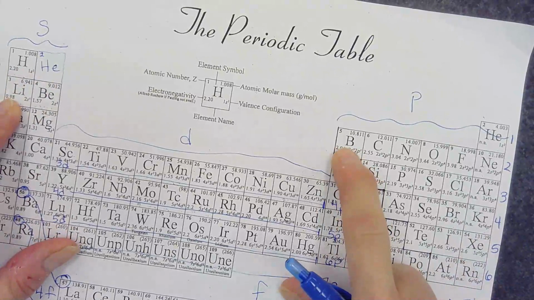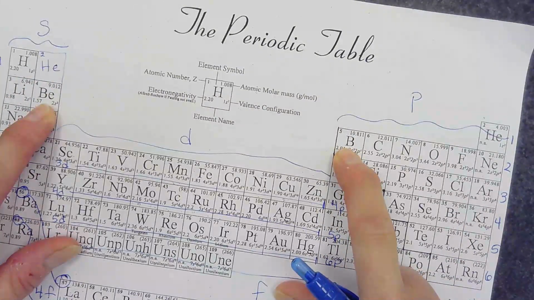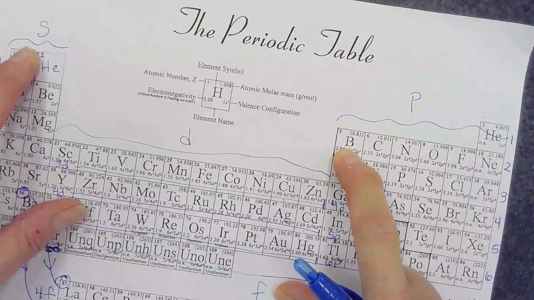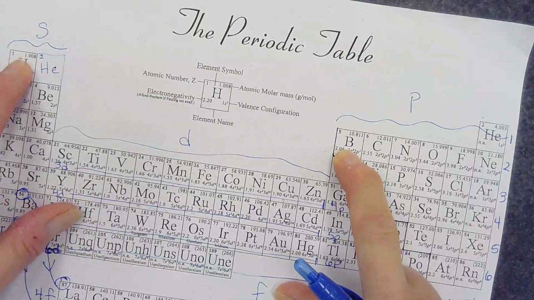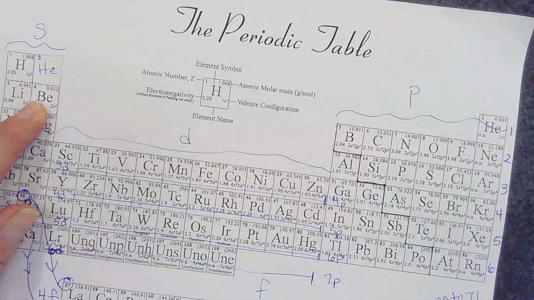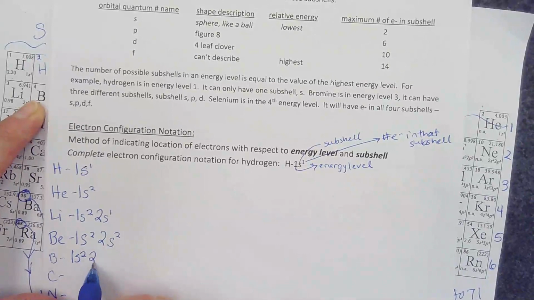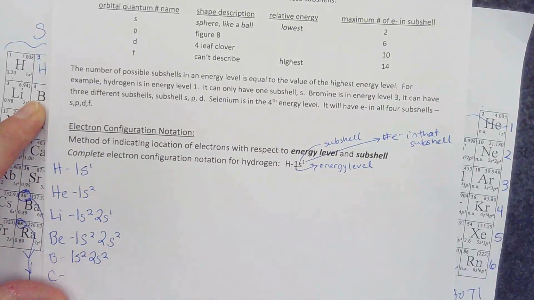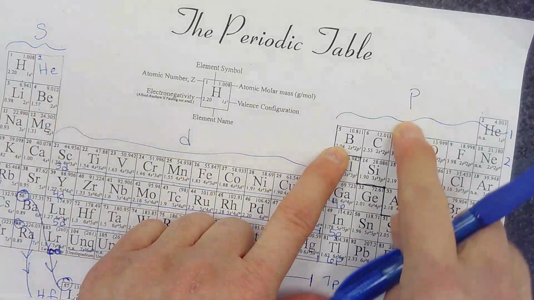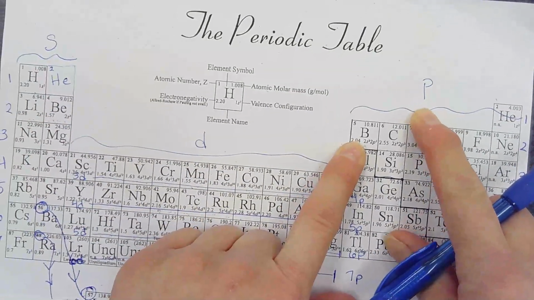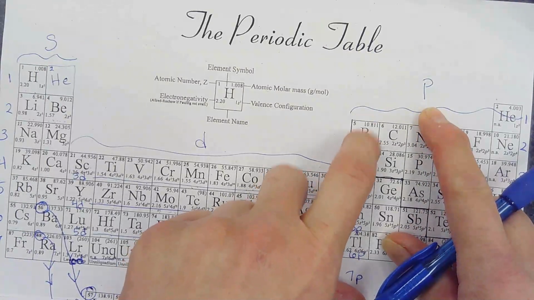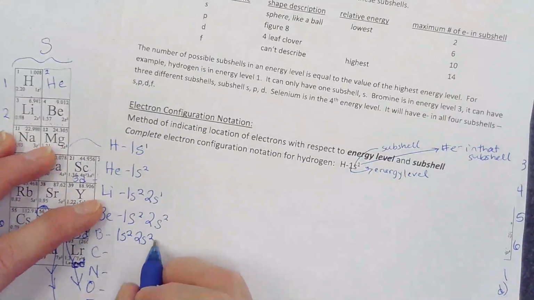So here's 1s2. We have to get over here. What do you have to go through though? What energy level? 2. What subshell? How many are here? 2. So do we write 2s2? Does everybody after beryllium have a 2s2? And then what subshell are we now in? What energy level still though? 2. So 2p what? 2p1. So 2p1.